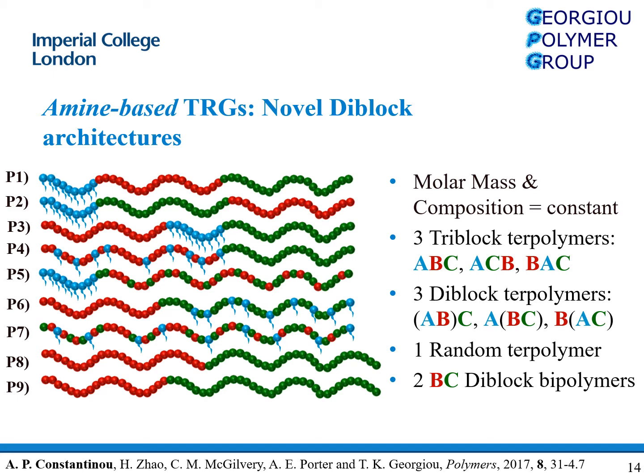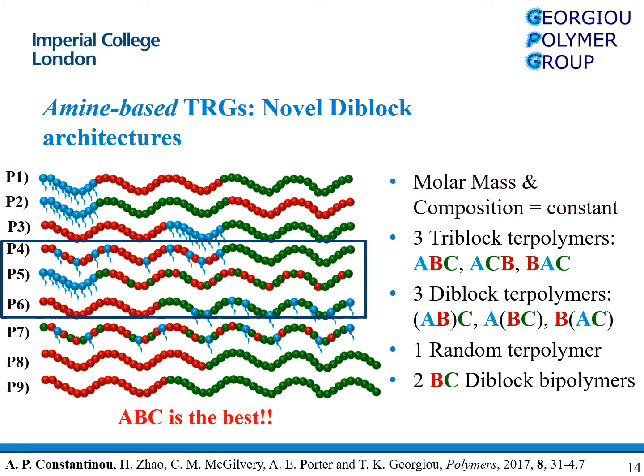So in one of my first studies, I wanted to expand the type of architecture studied. So I investigated the common ABC, ACB, BAC triblock polymers, but also diblock polymers. For example, P4 to P6 is the novelty of this study. As you can see, for example, in P4, you have a first block that is a random copolymer of the hydrophobic and hydrophilic units, while the second block is the thermoresponsive block, and so on. In this study, it was proven that the ABC architecture is still the best, so it confirmed the previous results.